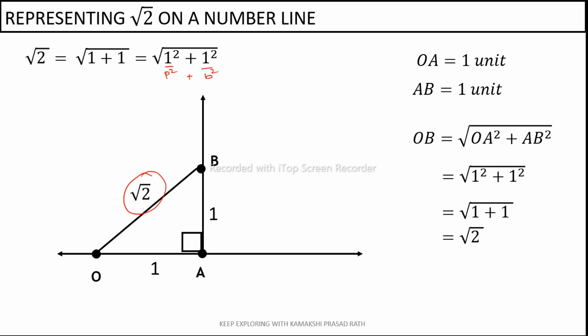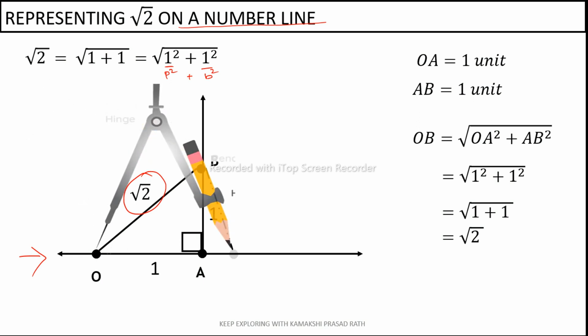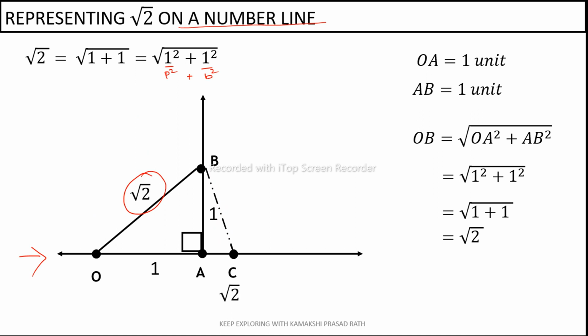But the question is, we have to represent it on a number line. So this is our number line. We have to represent OB, that is root 2, on this number line. For that, we will measure OB using a pair of compasses and, taking the same radius, plot it on the number line and mark it as C. So this point will represent root 2 on the number line. OC and OB are both of the same length, so we get root 2 units. So the point C will represent root 2.